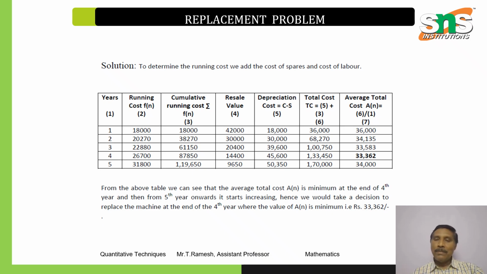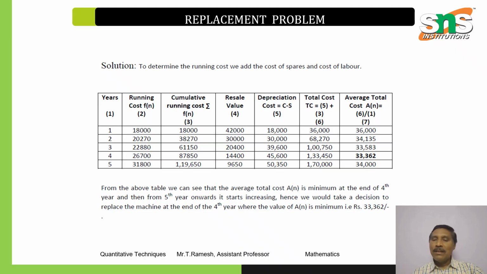And as in the previous problem, we calculate the average total. Average total is the sixth column value. That is the total cost divided by the number of years. In the first year, 36,000 divided by 1 is 36,000. Second year, 68,270 divided by 2, we get 34,135. And the third year, 33,583. Fourth year, 33,362. And fifth year is 34,000.